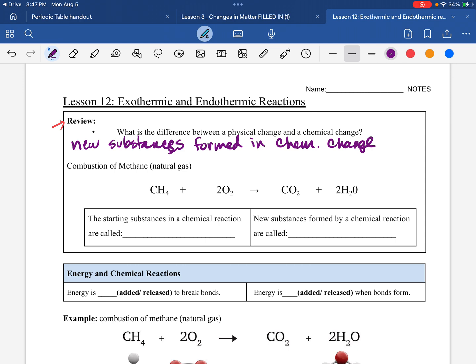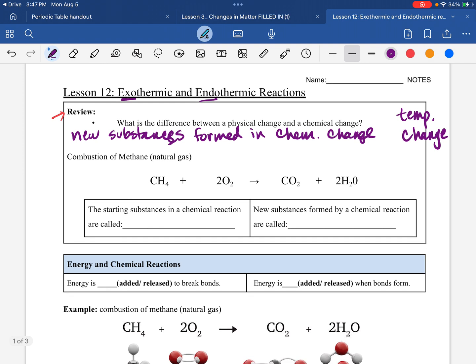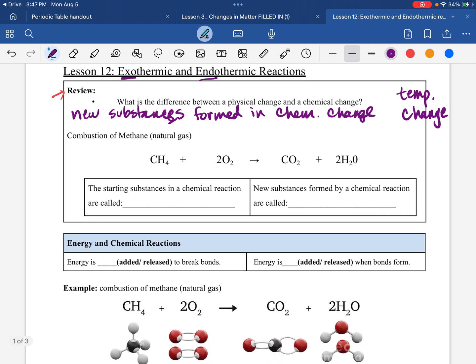And we have the signs that a chemical change has happened. And one of the big signs is that there is a temperature change. If we see a temperature change, then we know a chemical reaction has happened. And so that's what this concept that we're learning is quantifying, measuring the temperature change, which is a measure of energy.